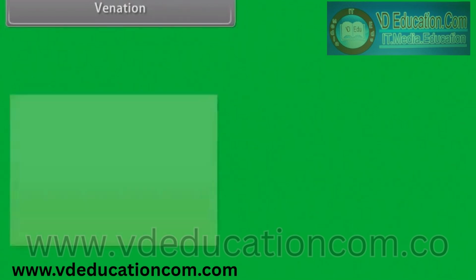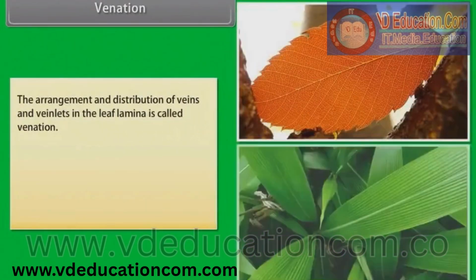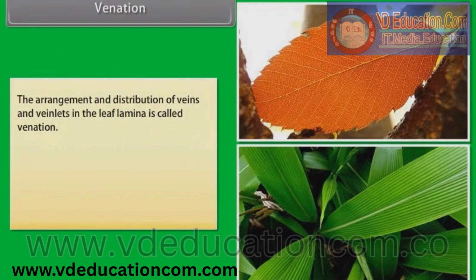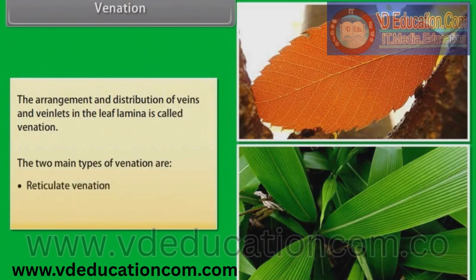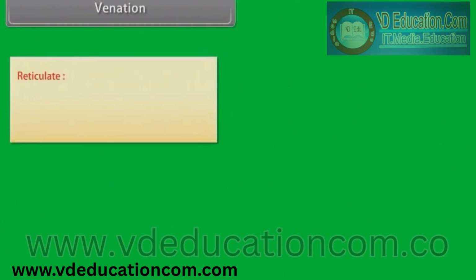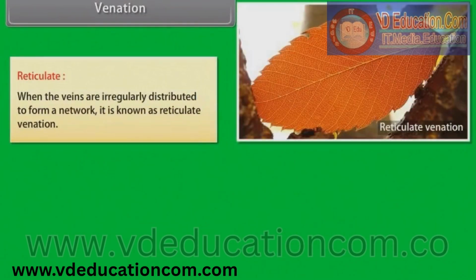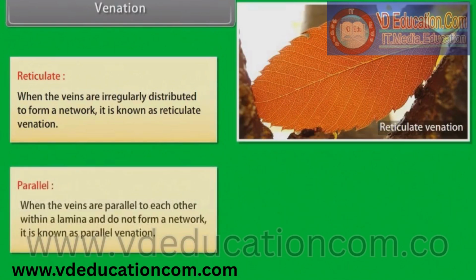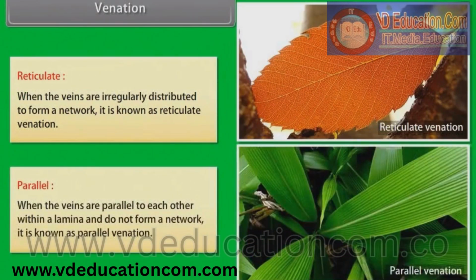Venation. The arrangement and distribution of veins and veinlets in the leaf lamina is called venation. The two main types of venation are reticulate, parallel. Reticulate. When the veins are irregularly distributed to form a network, it is known as reticulate venation. Parallel. When the veins are parallel to each other within a lamina and do not form a network, it is known as parallel venation.